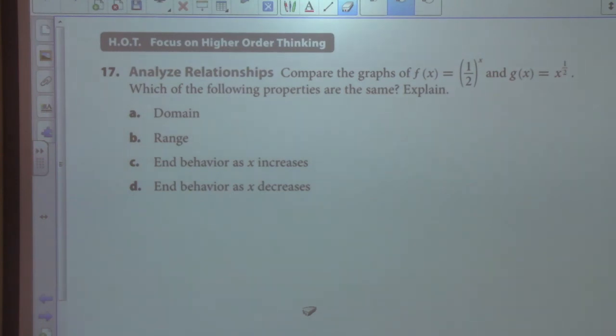So, analyze relationships. Compare the graphs of f(x) equals (1/2)^x and x^(1/2). Which of the following properties are the same, which are different? We can quickly go over these here. In fact, I'll call on somebody to give me the answers for this.